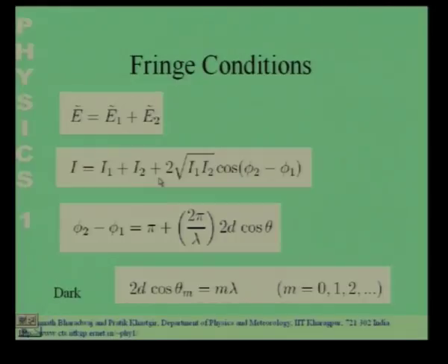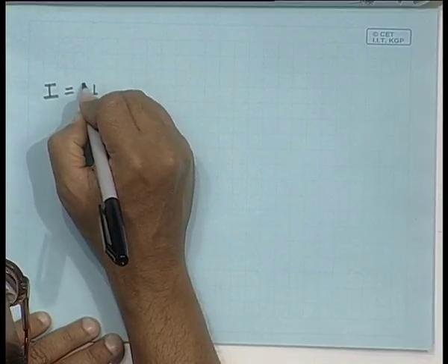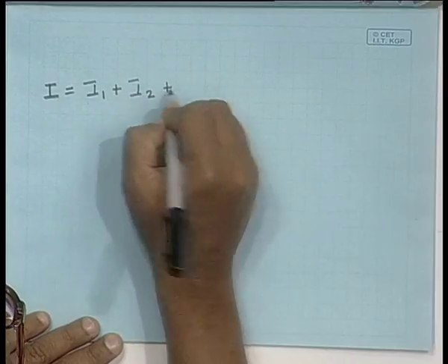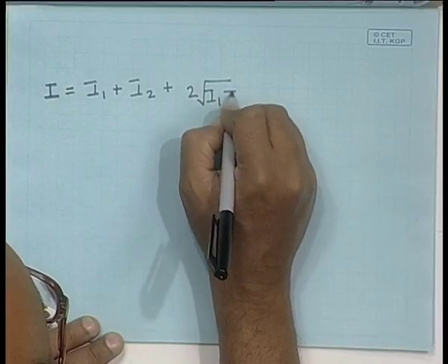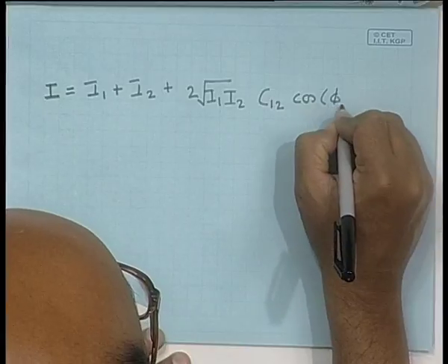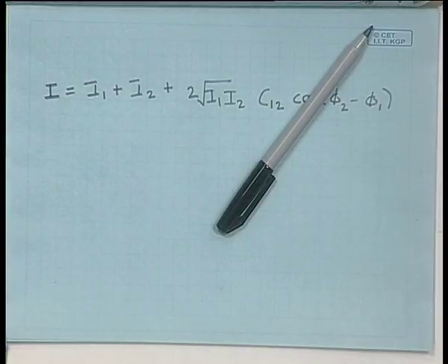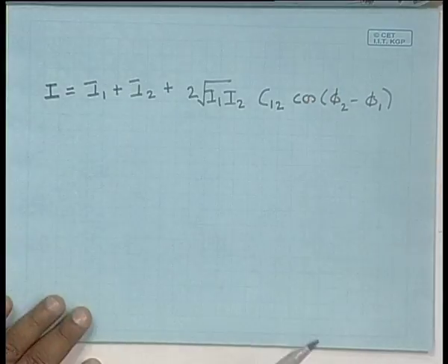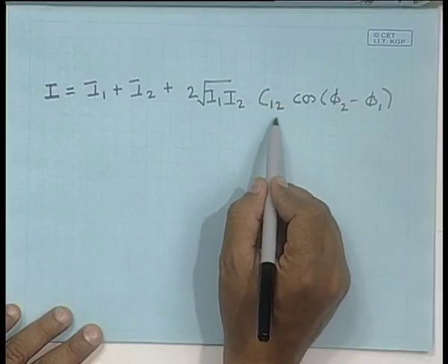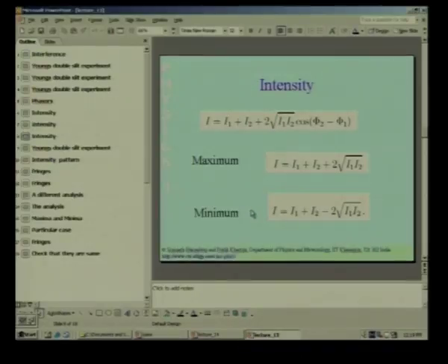So, when you are using partially coherent light, the intensity of the resultant of two waves is I1 plus I2 plus 2 root I1 I2, and now you have the degree of coherence C12 and cos of the phase difference phi 2 minus phi 1, right. So, in this situation where we have two perfectly coherent waves, C12, the coherence, is 1, and the maximum intensity and the minimum intensity are both shown over here.